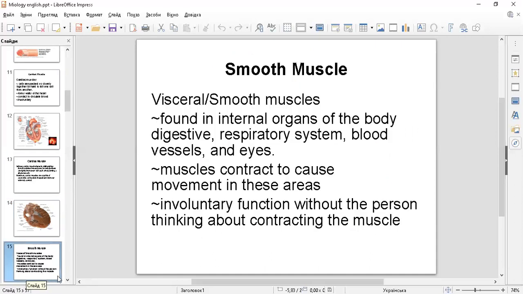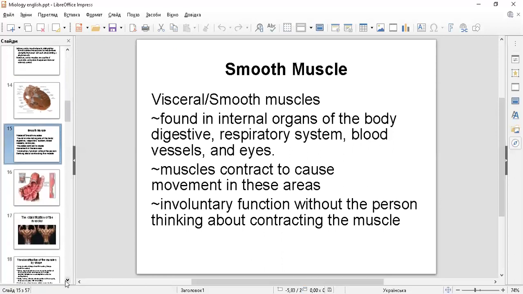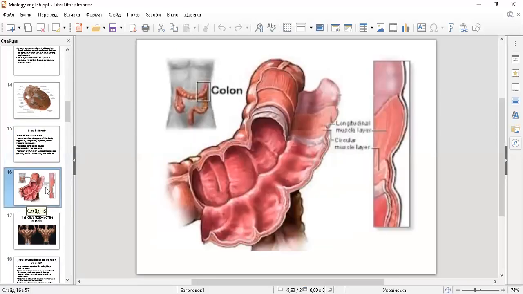Smooth muscle. Visceral smooth muscles are found in internal organs of the body: digestive and respiratory systems, blood vessels, and eyes. Muscles contract to cause movement in these areas. Involuntary function, without the person thinking about contracting the muscles.